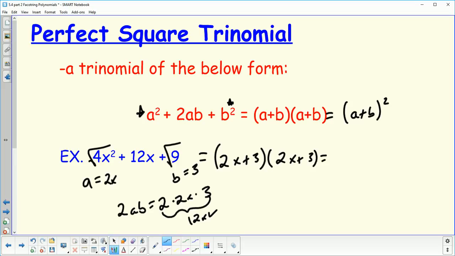And in fact, a more succinct or shorter way to write it would be (2x + 3) squared, because we have the same thing times itself. Okay, this is a great way to write the answer.